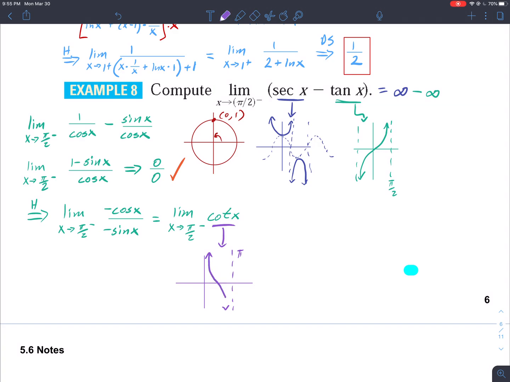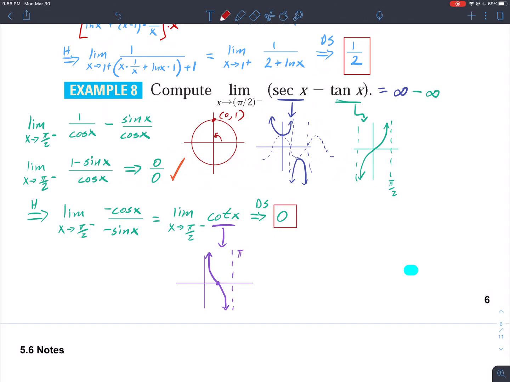Looks like this. And at pi over 2, which is right here in the middle, cotangent is approaching 0. So the final answer would be, with direct substitution, cotangent of pi over 2 is 0. And there we have it.